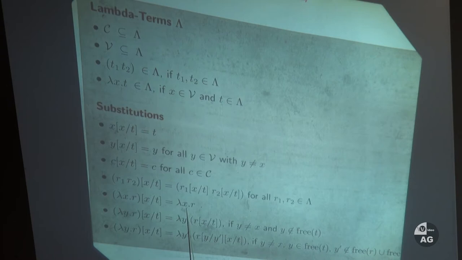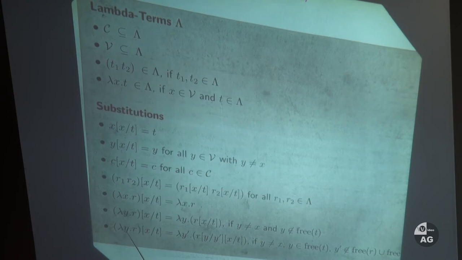If the variable that is bound by the lambda is a different one, some variable y, then I can apply the substitution on the body of the lambda term, provided that the variable that is bound here, so this lambda y, does not occur free in t. Since it is pure chance what the name of this bound variable is, it should not happen that a free variable in t is suddenly bound by a lambda. And if this happens, so if t really contains this variable y here, then we first perform a renaming of this bound variable. So we rename this y to a fresh variable y prime.